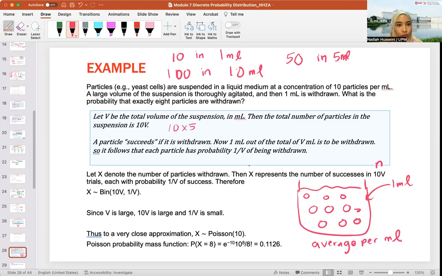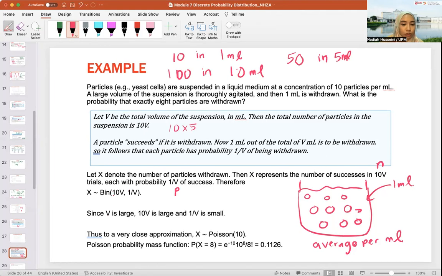X is the number that you want, right? Each with a probability of 1 over V success. This is your P. Therefore, if we were talking about binomial distribution, this is your N and this is your P. But if we were going to talk about the Poisson distribution, we wouldn't care about what NP is. We just want to know what is the mean, which is just 10. So thus, to a very close approximation, Poisson distribution is 10.